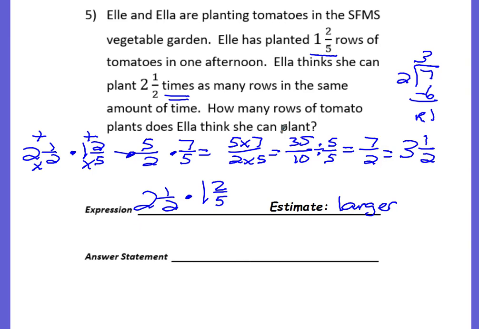So our answer statement: how many rows of tomato plants does Ella think she can plant? She can plant 3.5 rows.